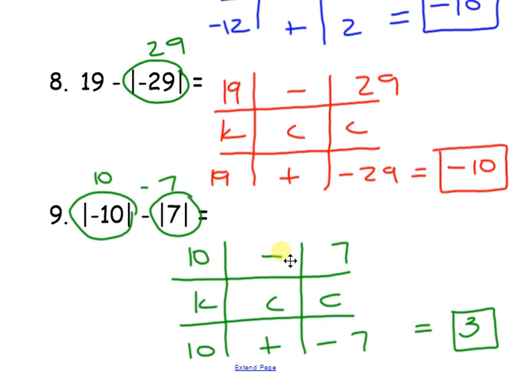I keep the 10, change the minus to a plus, change the positive 7 to a negative 7. I have two different signs, and so I'm going to ignore the signs, subtract the two numbers. 10 minus 7 is 3. 10 is the bigger number, and so my answer will remain positive.